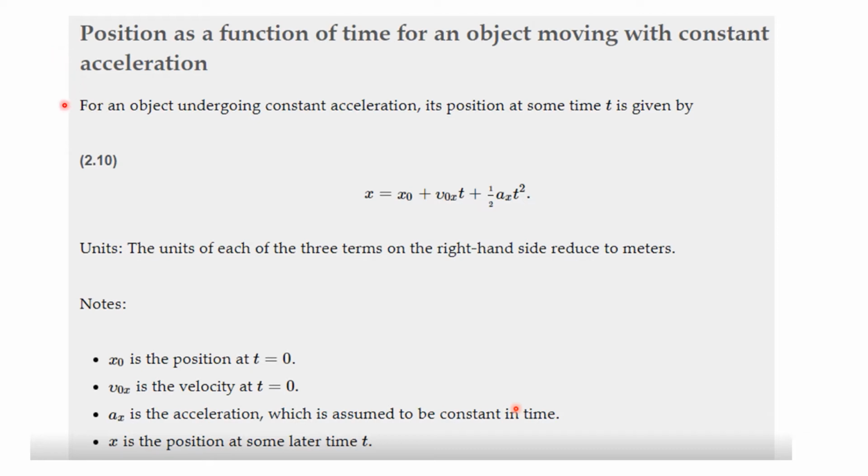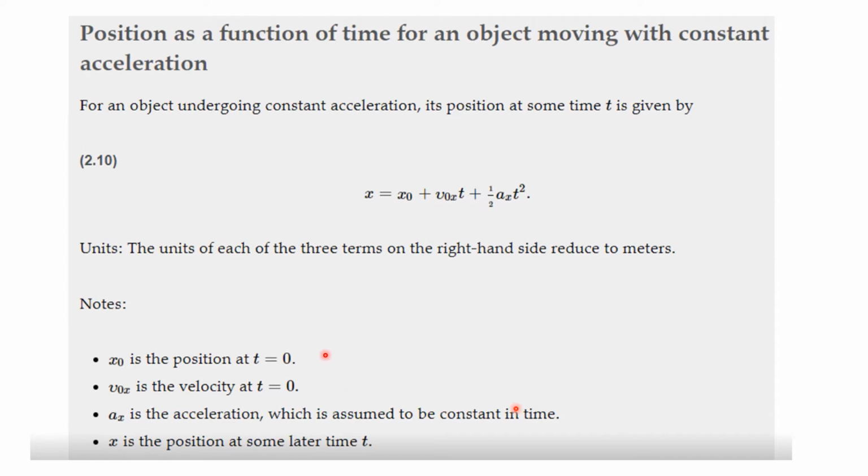For an object undergoing constant acceleration, its position at some time t is given by x is equal to its initial position x0 plus v0x times t plus 1/2 a, and then this is t squared. We multiplied both sides by t and moved the x0 over from the other equation using algebra. The units of each of these three terms are meters, and we make some additional notes.